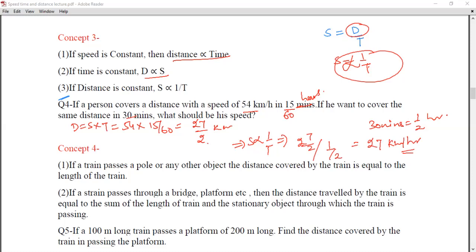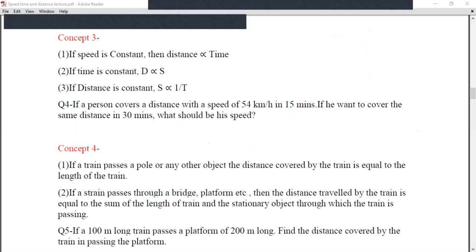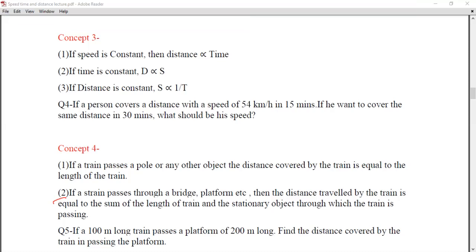So concept 4. If a train passes a pole or any object, the distance covered by the train is equal to the length of the train. Fine. The second concept we have is, if a train passes through a bridge, platform, etc., then the distance traveled by the train is equal to the sum of the length of the train and the stationary object through which the train is passing.